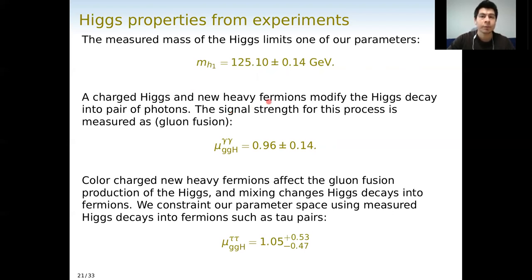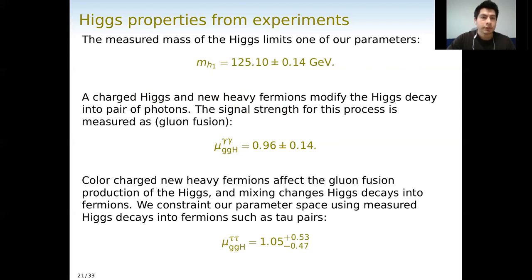Since we have a charged Higgs and new Higby fermions, these two types of particles appear in the loops that affect the Higgs decay into a pair of photons. Mostly, the Higby fermions will affect both sides. In gluon-gluon fusion, we will have Higby fermions in the loop that appears in the fusion of gluons into the Higgs. And we are going to have both the charged Higgs and the new Higby fermions in the loop of the decay of the Higgs into a pair of gammas.